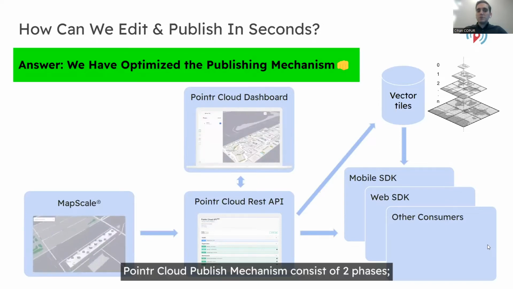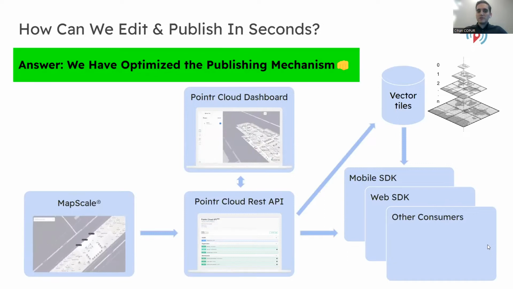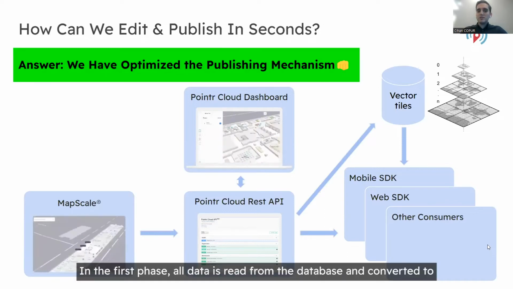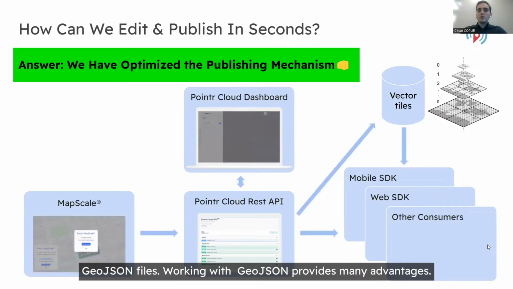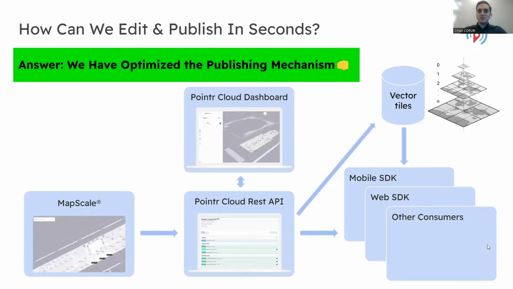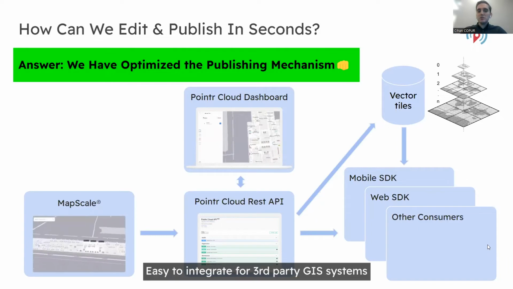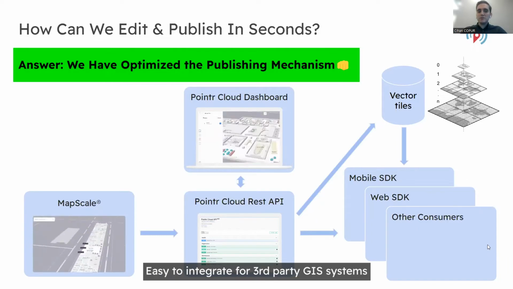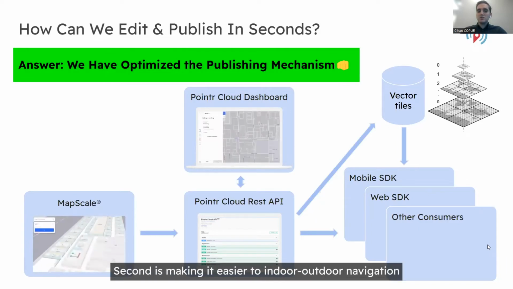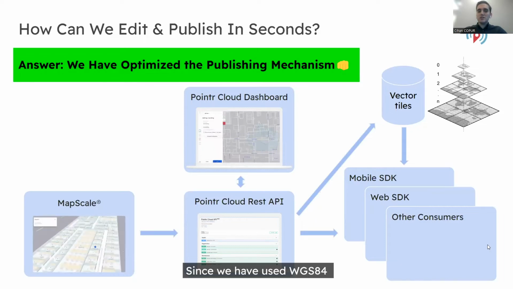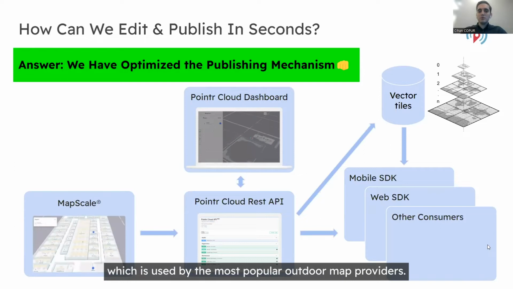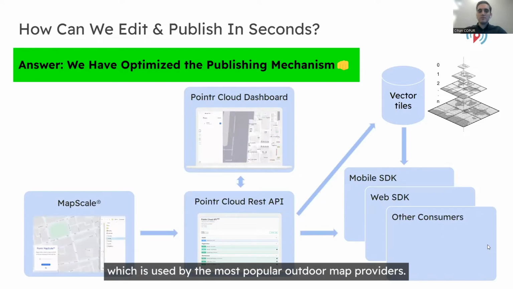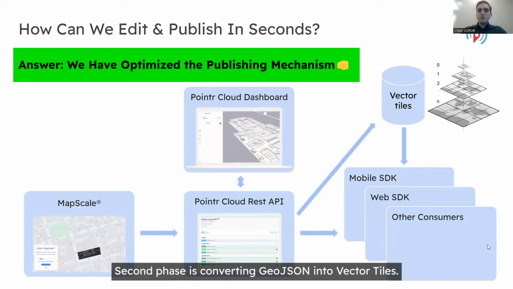Pointr Cloud publish mechanism consists of two phases. In the first phase, all data is read from the database and converted to GeoJSON files. Working with GeoJSON provides many advantages. Some of the advantages are that it is easy to integrate for third-party GIS systems. Second, it makes indoor-outdoor navigation easier, since we have used WGS 84, which is used by the most popular outdoor map providers. The second phase is converting GeoJSON into vector tiles.